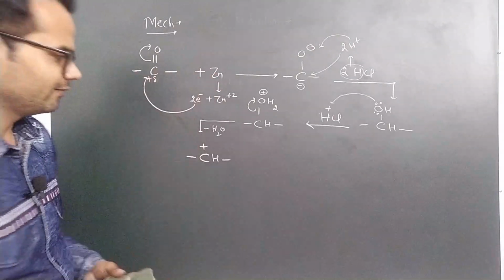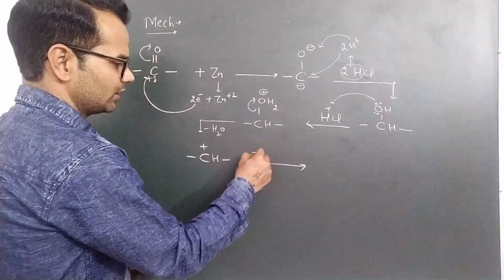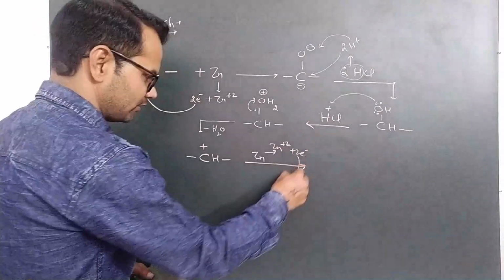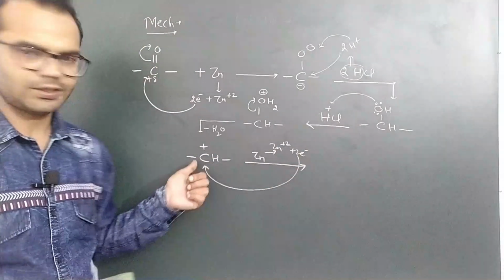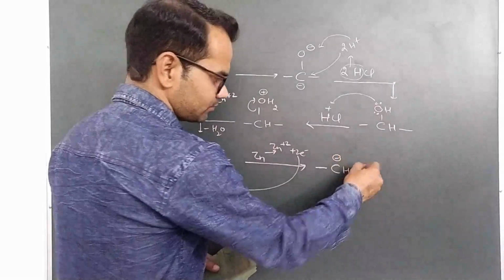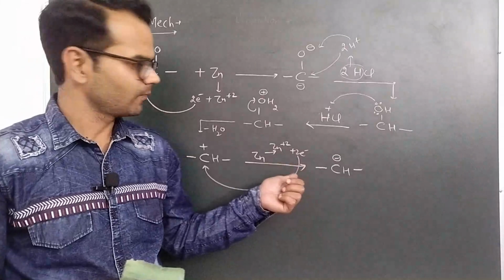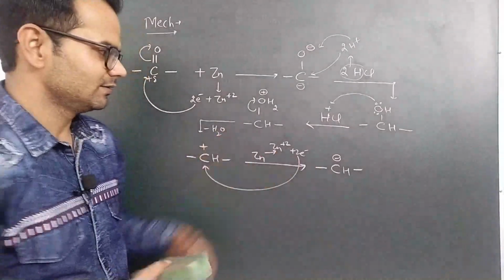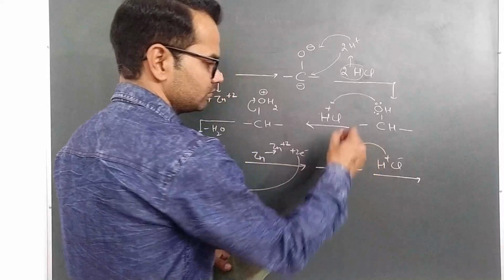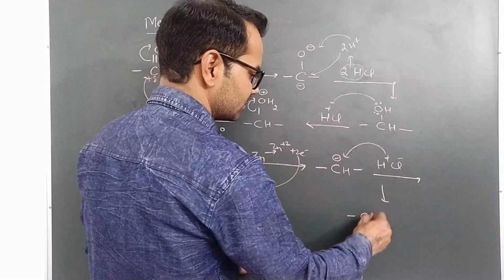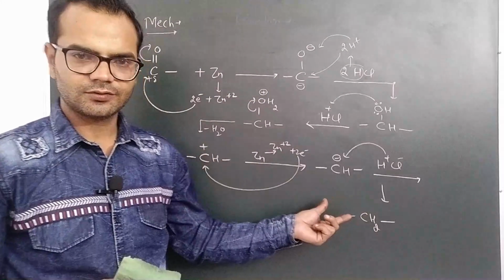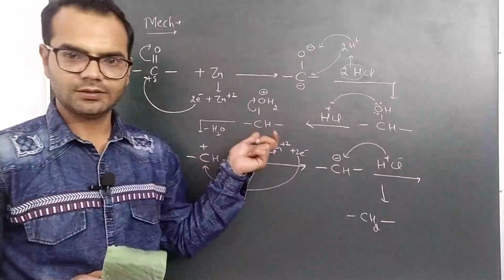So now again zinc metal will come into play. It will give its electrons again. So these two electrons will make it a carbanion again. Now we can see there is a formation of an alkane. Now we have again the acid HCl. It will give a proton. So now finally we have this structure. So this is our final alkane. So that is the real mechanism of a Clemmensen reduction.